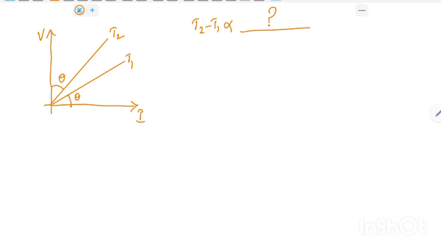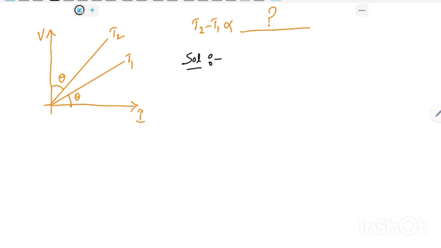In this video, I come up with one more interesting problem. In this problem, we can observe that the VI graphs are given at two particular temperatures, T1 and T2, and we need to find T2 minus T1 is proportional to which value.